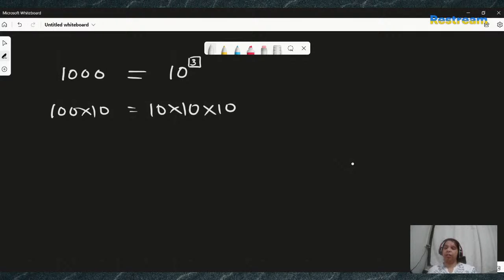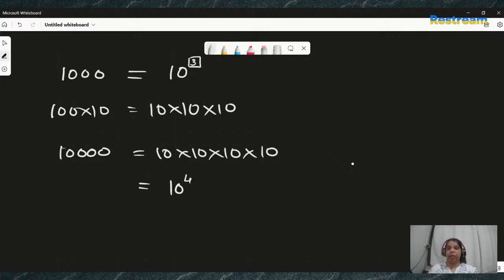So let's say I have 10,000. I have one 10, then another 10, then another 10, then another 10. So it is 10 raised to 4. Now if you see how many zeros there are, that is the power 10 is raised to. Here there are 3 zeros, so 10 is raised to 3. Here there are 4 zeros, so 10 is raised to 4. So when it comes to numbers which are divisible by 10 or which are powers of 10, this helps you to just count the number of zeros and write it.